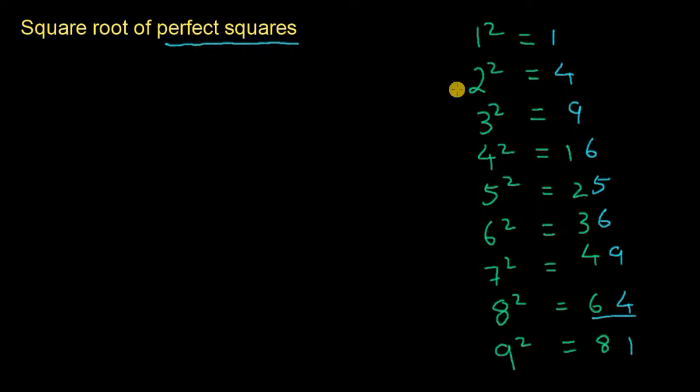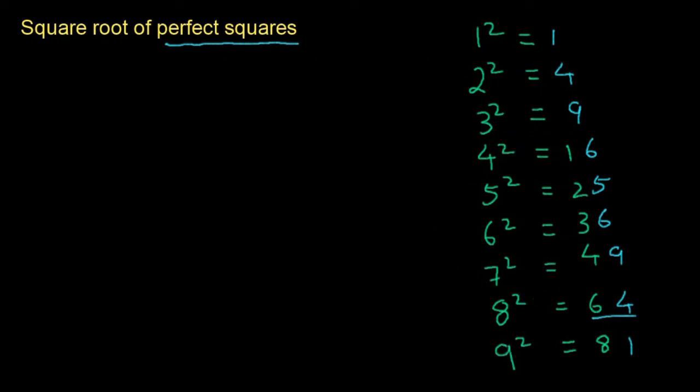So let us proceed and understand how to find square root of perfect squares. If you see here, I have written a table. This gives us perfect squares of numbers from 1 through 9. So square of 1 is 1, square of 2 is 4, 3 is 9, 4 is 16, 5 is 25, 6 is 36, 7 is 49, 8 is 64, and 9 is 81. So I really want you all to remember this table. This is one necessary table.